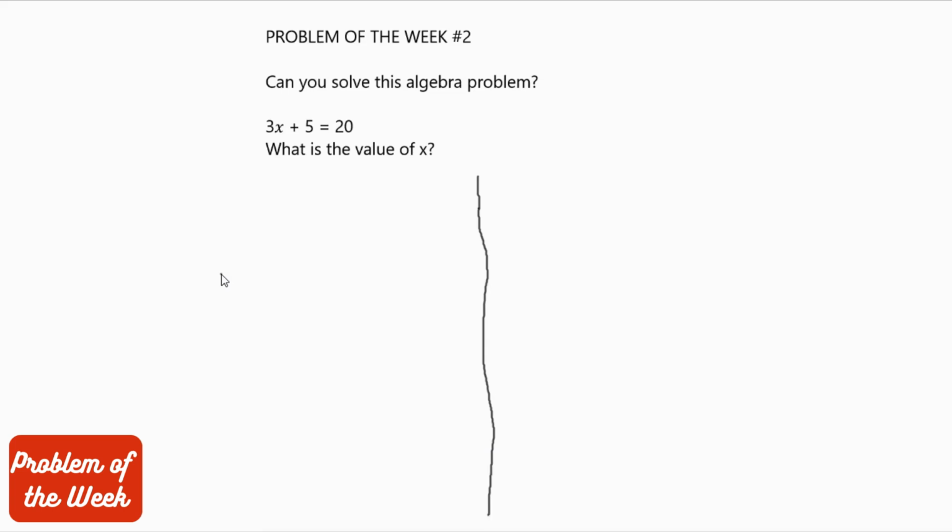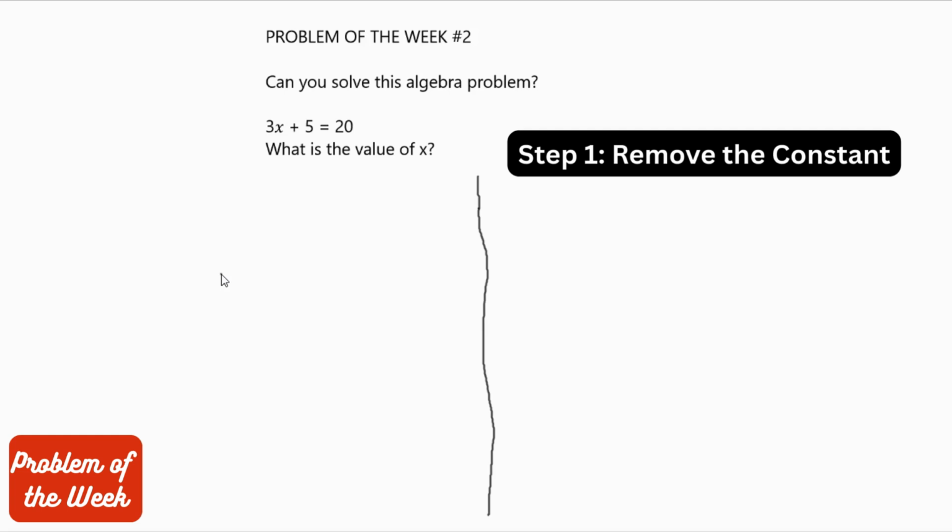Our goal is to find the value of x. To find the value of x, we must isolate x on both sides of the equation. So our step one is to remove the constant. The equation is 3x plus 5 equal to 20.